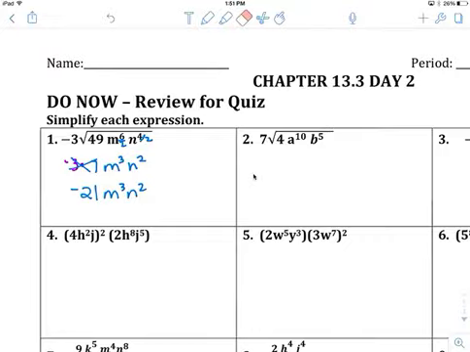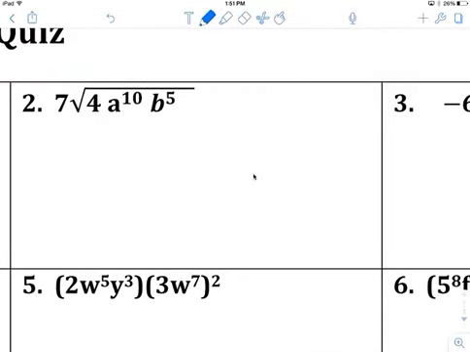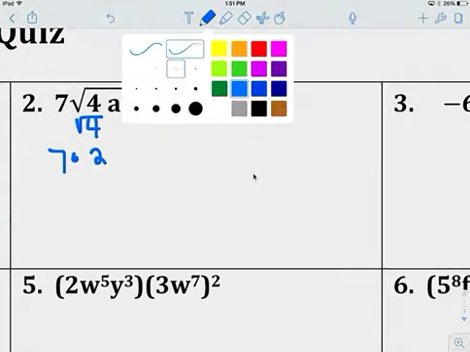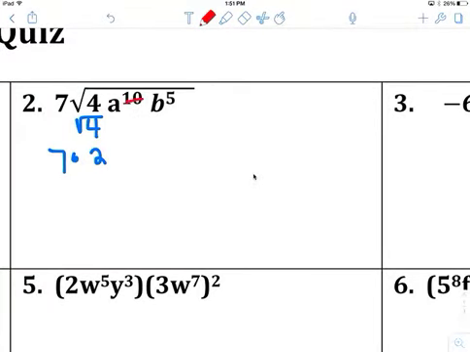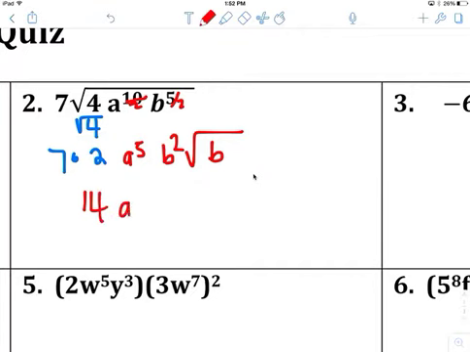Okay. Number 2, you got the square root of 4, which is 2 times 7, and a to the 10th divided by 2 is a to the 5th, and b with a remainder of b inside, b to the 2nd. So that's 14 a to the 5th, b with a squared with b remaining inside.